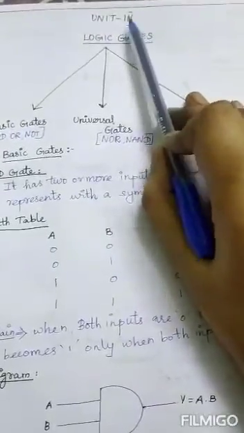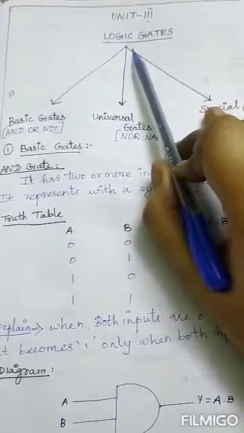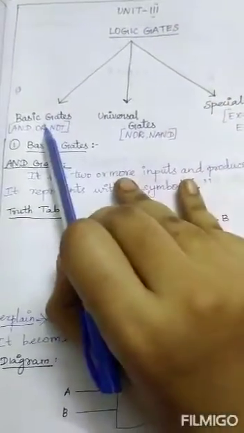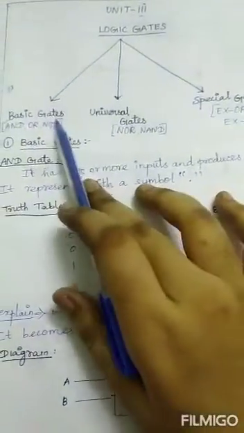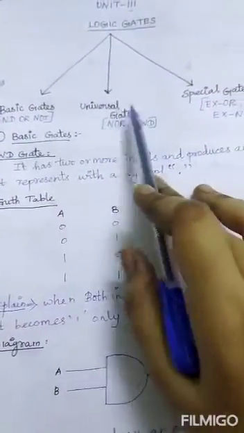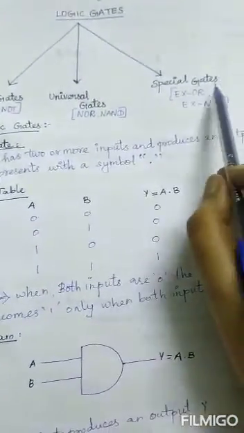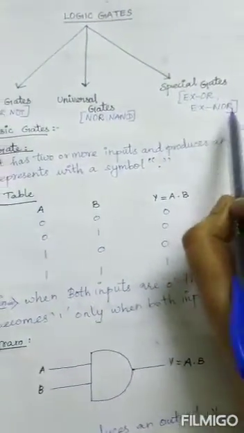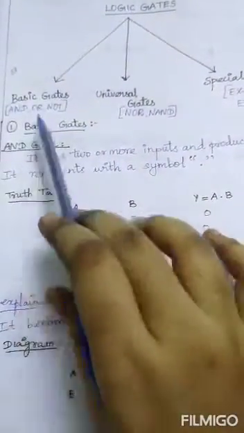Third unit, Digital Principles, Logic Gates. These logic gates are of three types: basic gates, universal gates, special gates. Basic gate means and, or, not. Universal gates, NOR, NAND. Special gates, XOR, XNOR. First, basic gates. AND gate.